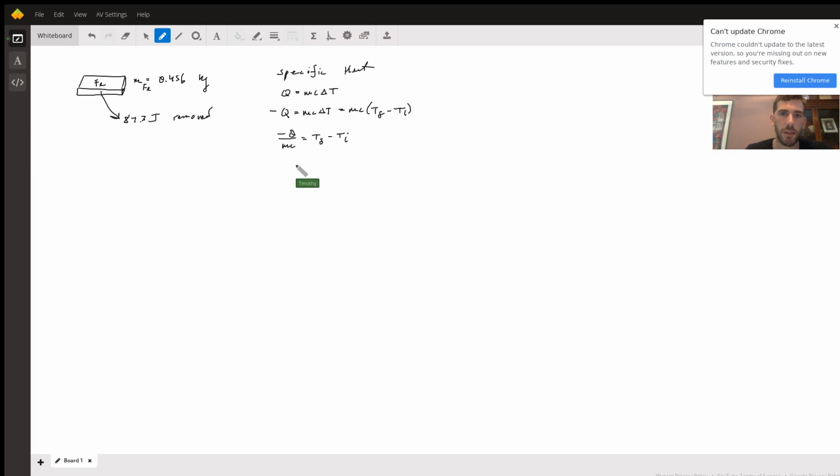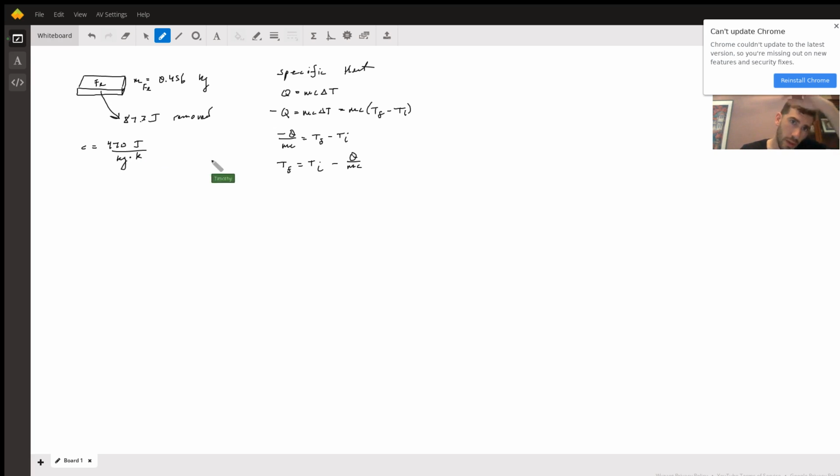So if the question is asking what's the final temperature after the heat loss, we can just isolate the final temperature variable and say that the initial temperature minus Q over MC is going to give us our final temperature. All right, so we have the mass of iron, which I call MFE. Now we just need the specific heat. There are different units for specific heat, but in this case, we're going to be using joules per kilogram Kelvin, and that's going to be 470 joules per kilogram times Kelvin.